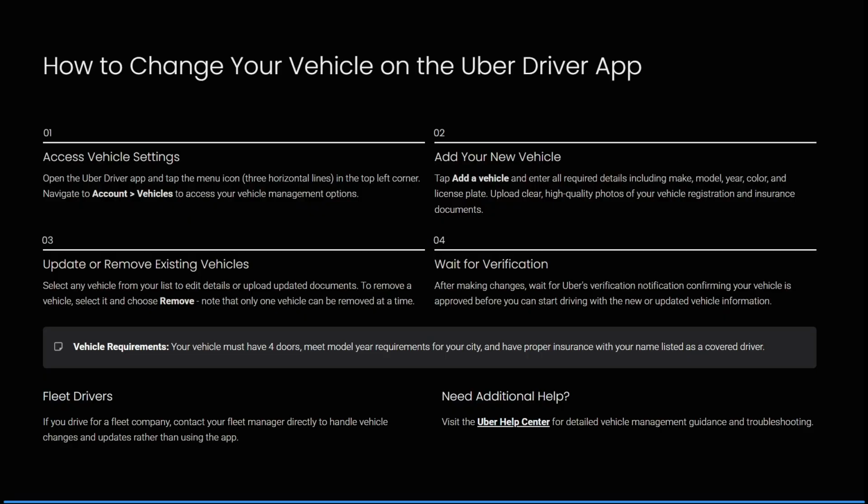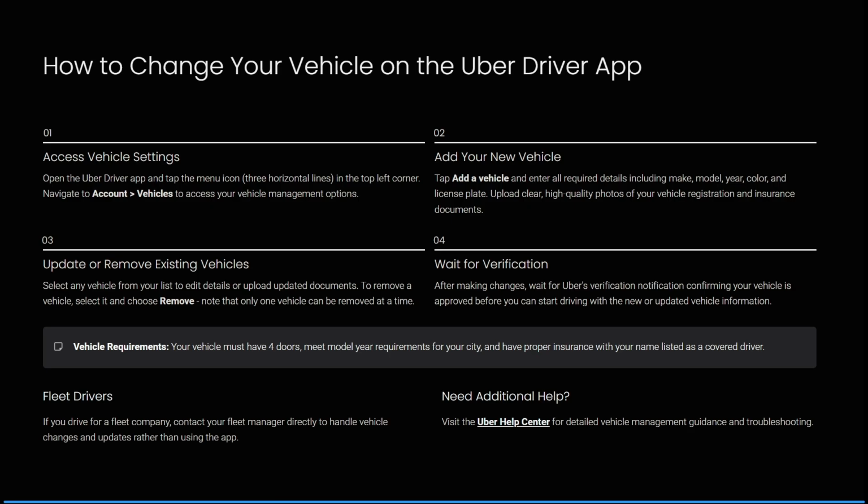Today I'm going to show you how to change your vehicle on the Uber driver app. Let's jump straight in. Open your Uber driver app, tap the menu icon on the top left corner. Look for accounts, vehicles, and you can access your vehicle management options.